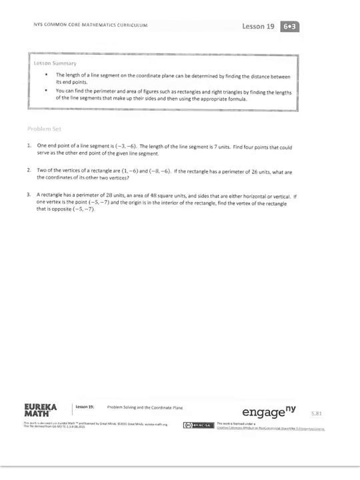Now here's your homework. One endpoint of a line segment is negative 3, 6. So all you have to do is just imagine where negative 3, 6 is. The length of the line segment is 7 units. So you need to find this point and then another point that is 7 units away, either going vertical or horizontal, in either direction, or going down. Find 4 points that could serve as the endpoint of the line segment.